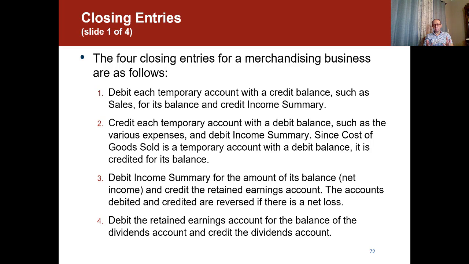And closing entries are very similar to what we've seen before. So it's exactly the same. I'm not going to spend too much time over this, but just want to refresh your memory, where we debit each temporary account with a credit balance, such as sales and anything with a revenue nature. Then we credit each temporary account with a debit balance, like all expenses, including the cost of goods sold. So we debit the income summary for the amount of its balance and credit the retained earnings account. The accounts debited and credited are reversed if there is a net loss. And then the last step is that we debit the retained earnings account for the balance of the dividends account and credit the dividends account.